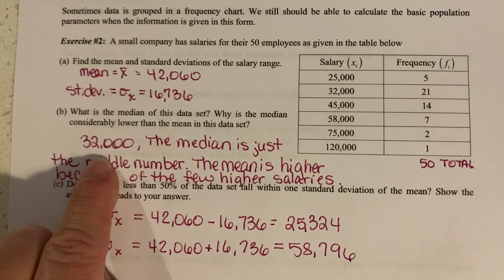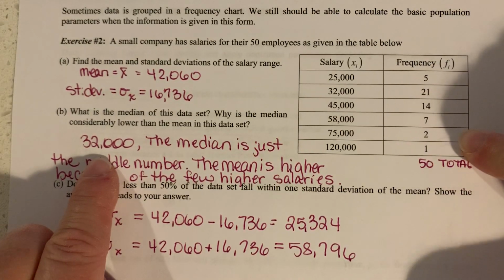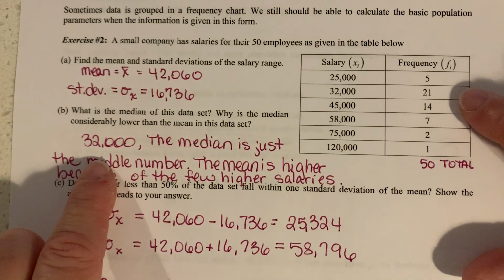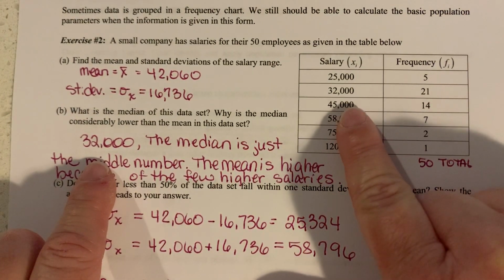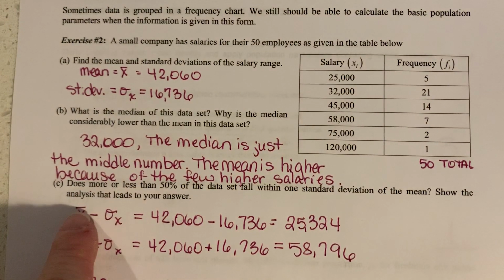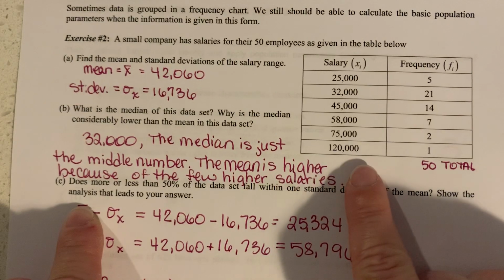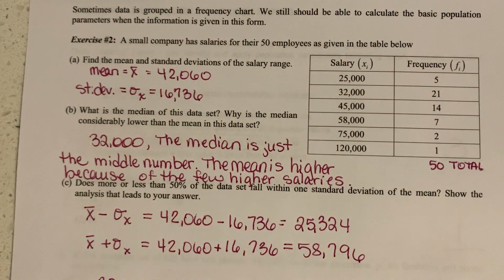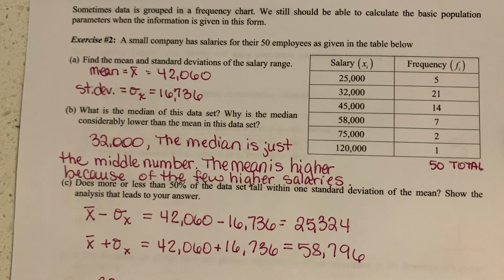Well, 32,000 is the middle number in this data set out of the 50. But that's just because it's the middle number. It's the 25th number out of 50. And so the 25th number is 32,000. But the mean is higher because you have a couple of these random higher salaries. And so the mean is adjusted, it's skewed a little bit higher because of those higher salaries.